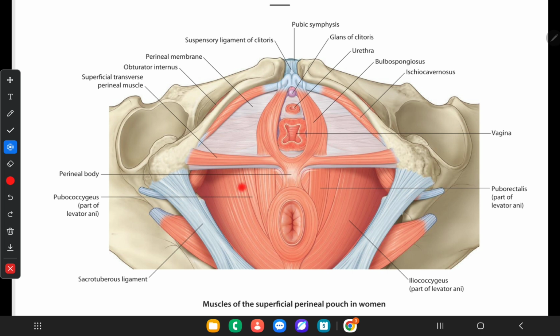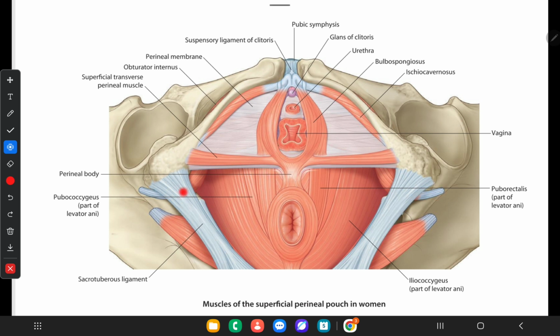And then posteriorly, this is the pubococcygeus. Pubococcygeus means it goes to the pubic bone and to the coccyx. Pubococcygeus is part of the levator ani muscle. This is the puborectalis part. This is the pubococcygeus part. This is the puborectalis part. Puborectalis means it goes from the pubic bone towards the rectum. It is also part of the levator ani muscle.